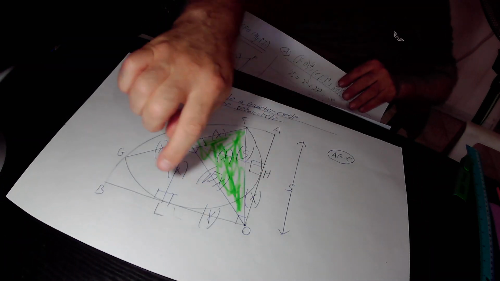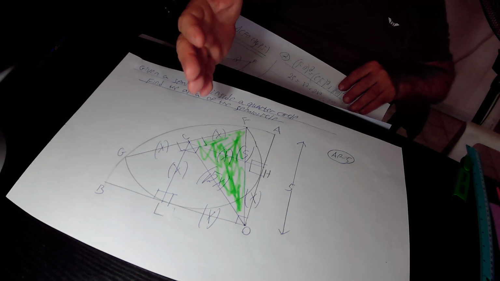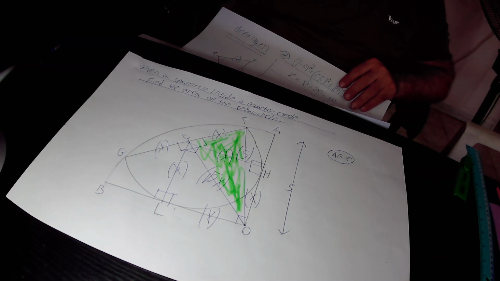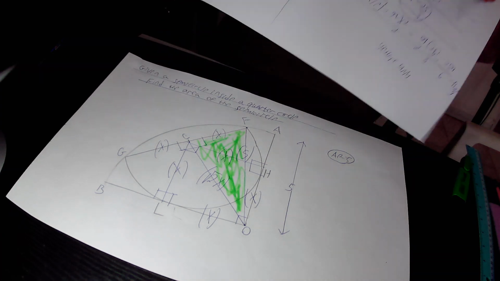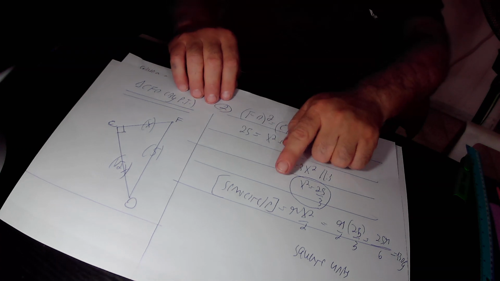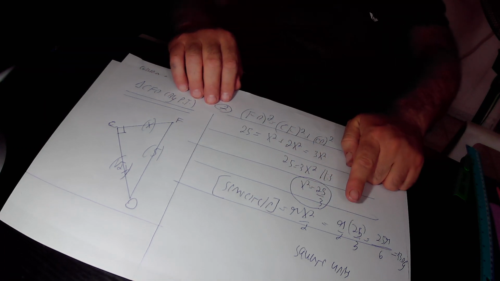Our mission is to find out the area of this semicircle. What is the area of this semicircle? We know that the radius of this semicircle is x. Therefore, the area of this semicircle must be equal to pi x squared over 2. Again, the area of the semicircle equals pi x squared over 2. So the area of the semicircle equals pi over 2 times x squared.